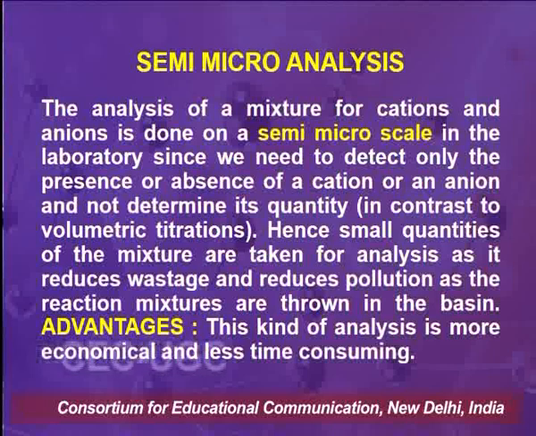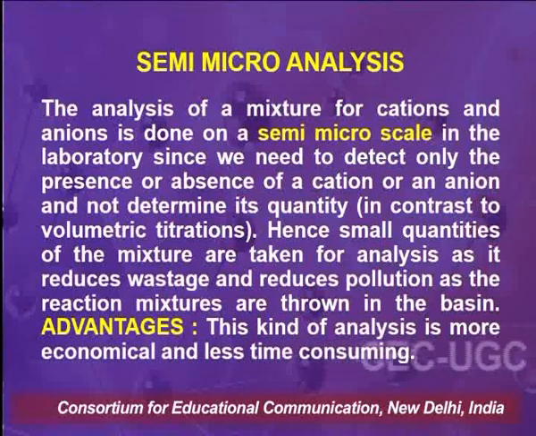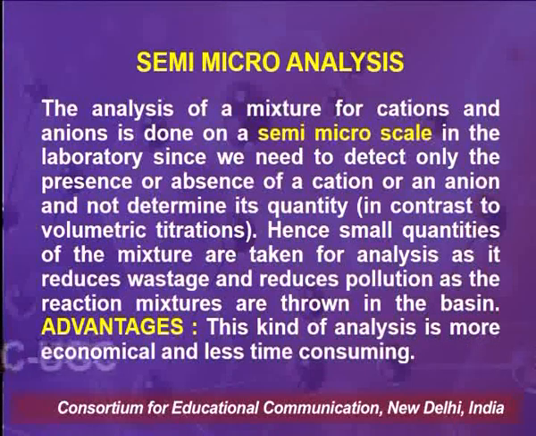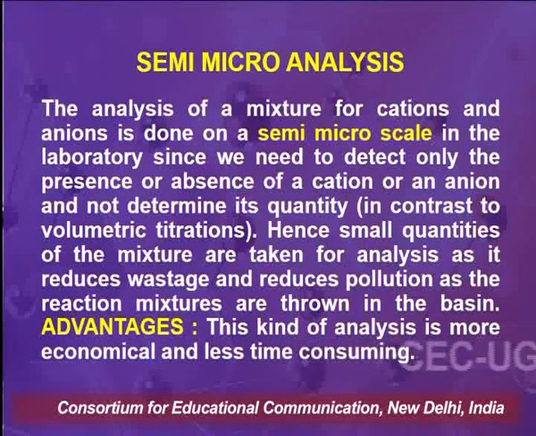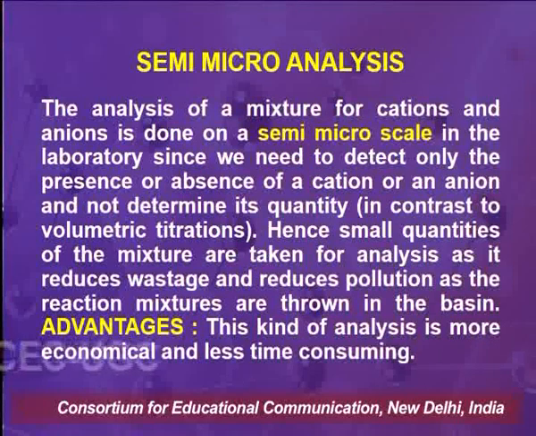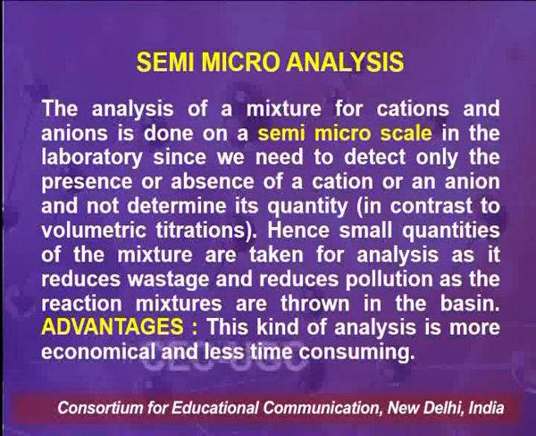The analysis of a mixture for cations and anions is done on a semi-micro scale in the laboratory, since we need to detect only the presence or absence of a cation or an anion and not determine its quantity, in contrast to volumetric titrations. In volumetric titrations, we have to analyze the quantity or the amount of a particular ion or cation in the sample.